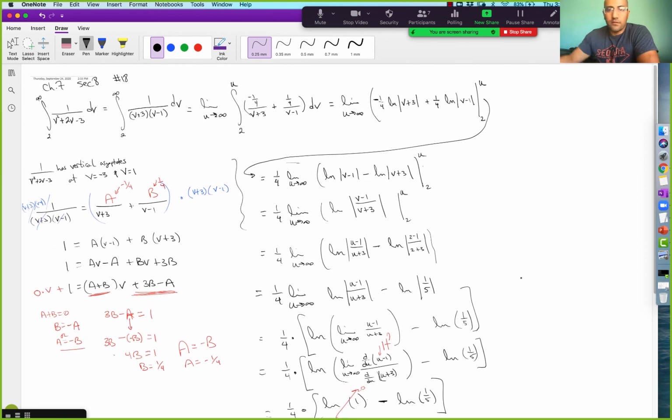Right, so to kind of skip all of that and make it neat, I can say that this whole thing equals 1/4 ln of 5. So that means that I have the actual answer, but I can also conclude that this original integral, the integral of 1 over v squared plus 2v minus 3 dv, converges.